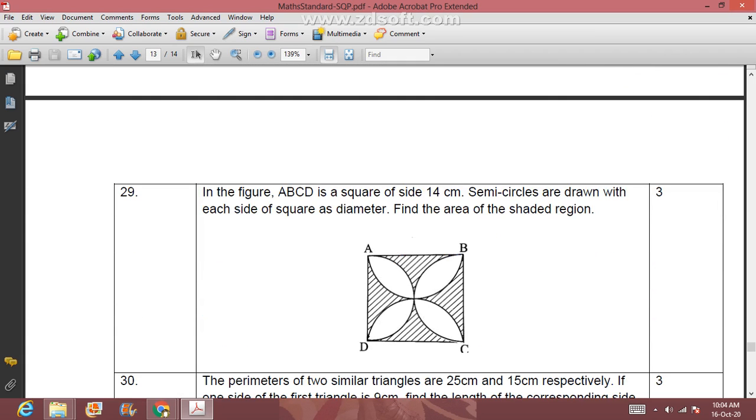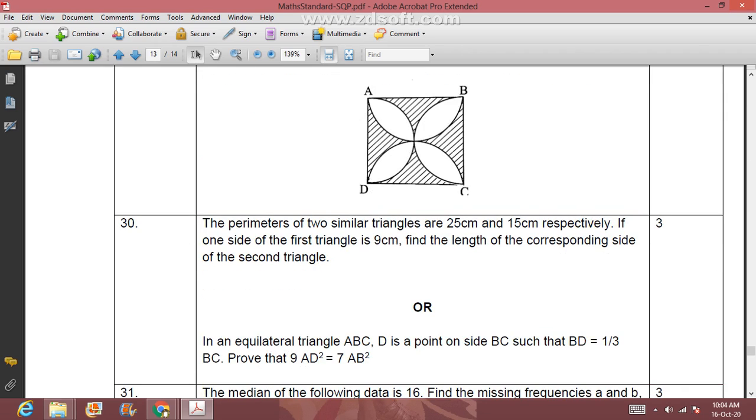Very easy questions. This is for finding the area. Semicircles are drawn with the sides of a square as diameter. Find the area of the shaded region. So the area of circle and the area of shaded region that you have to find. Okay, very easy questions.